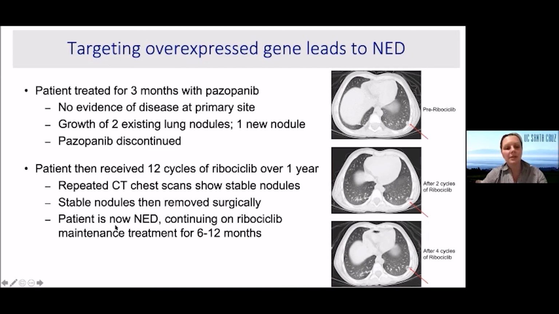And following surgery, the patient is now no evidence of disease, and continuing on ribociclib maintenance treatment for 6 to 12 months. And notably, there are no side effects for this child, so this therapy is really well tolerated, and the patient was able to resume kindergarten, although with COVID, now they have to worry about that. But this was a remarkable case where in a relapsed setting, the patient responded very well to this single agent therapy that targets an overexpressed gene. And so we're hoping, of course, that he'll continue to do well.